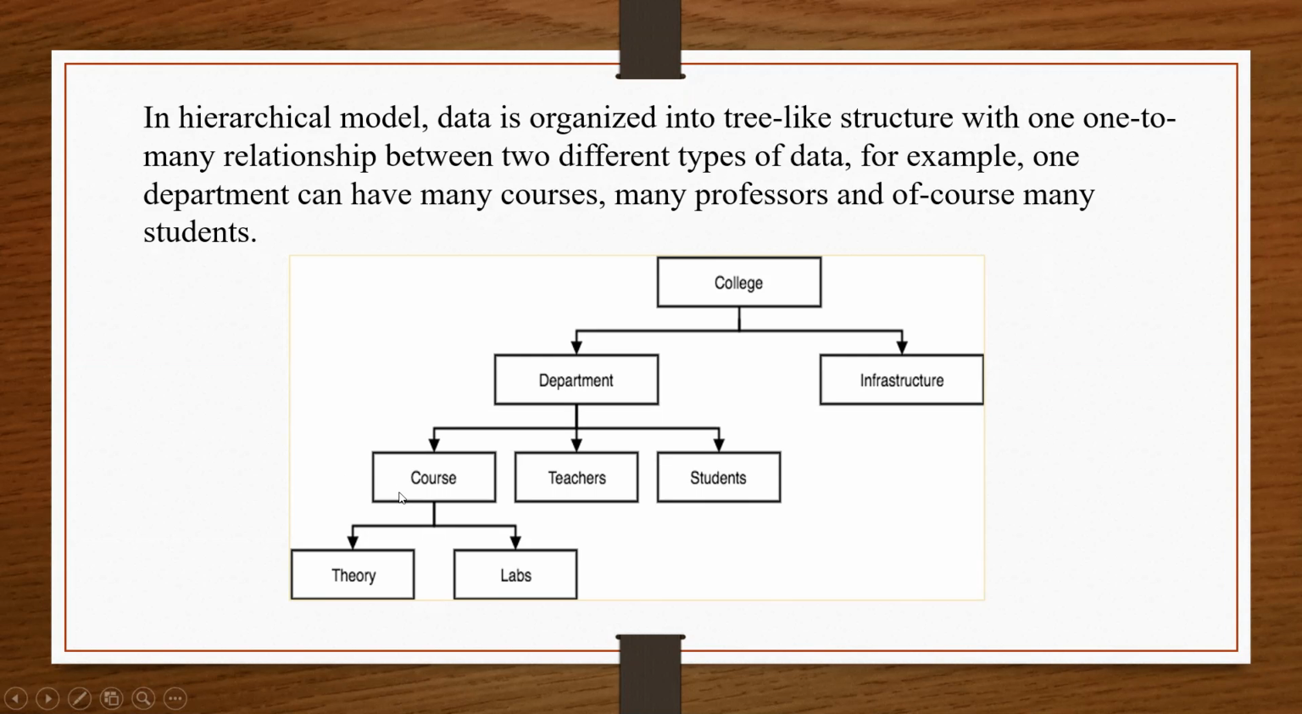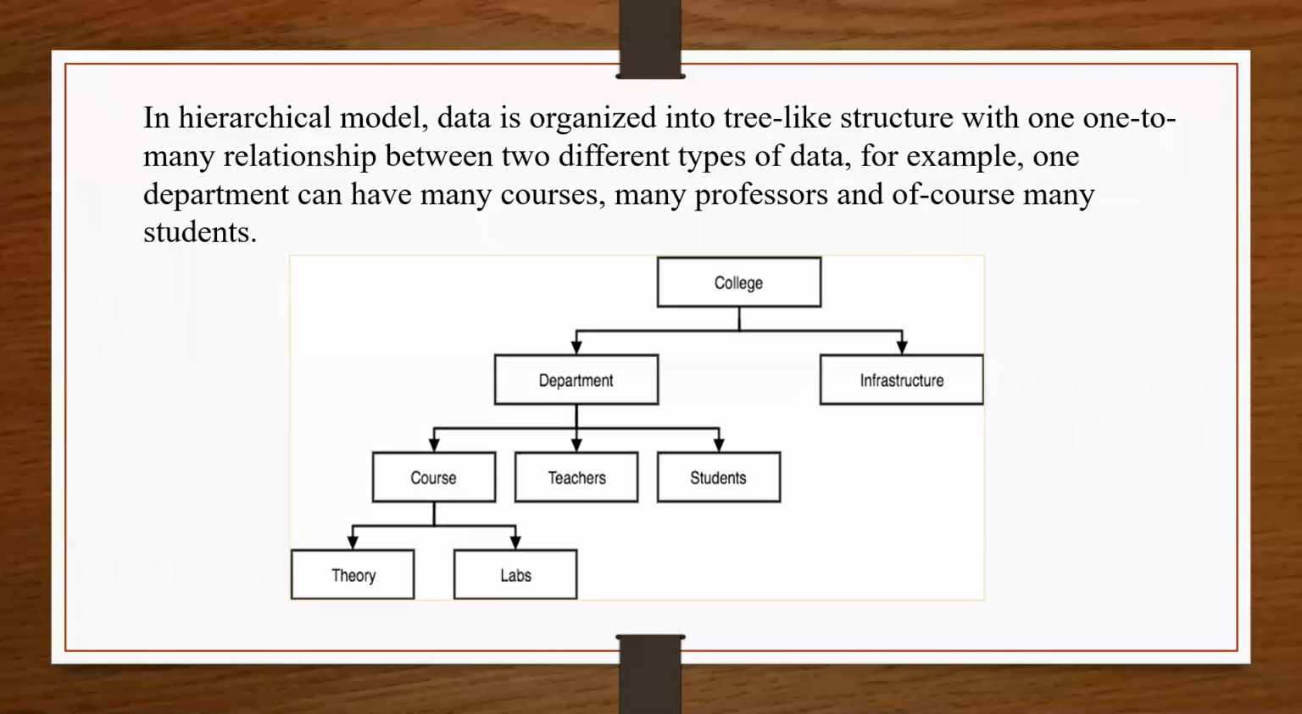Then again, courses. Okay, courses you can say subjects. Sorry, don't refer to classes here, refer to the subject. Courses means subjects, you can write subjects also. Okay, the subject has theory and labs. Theory subject, practical subject. So you can store the data in this format.